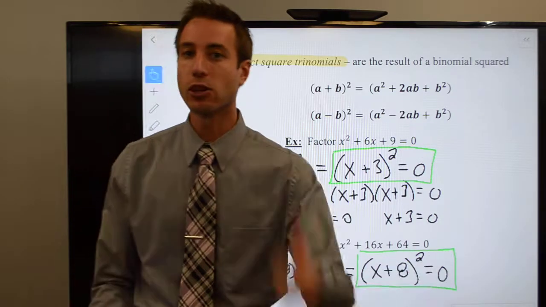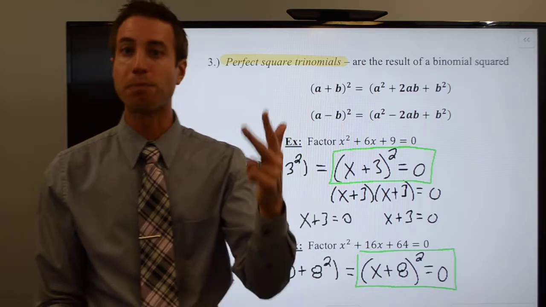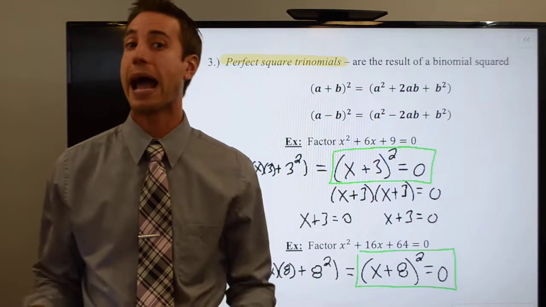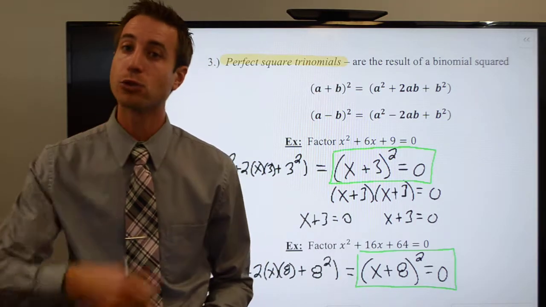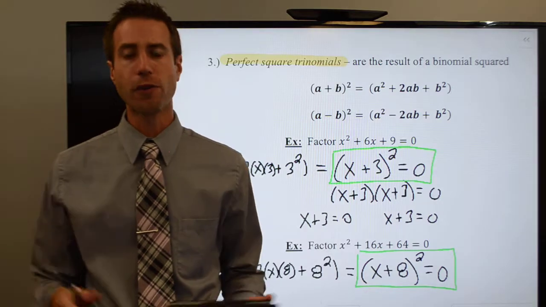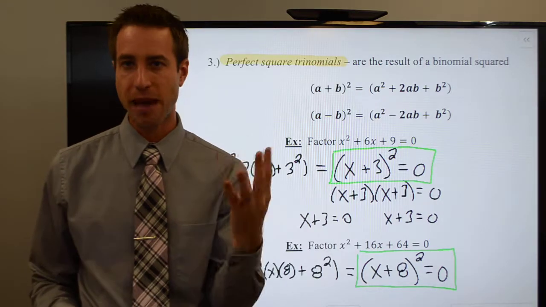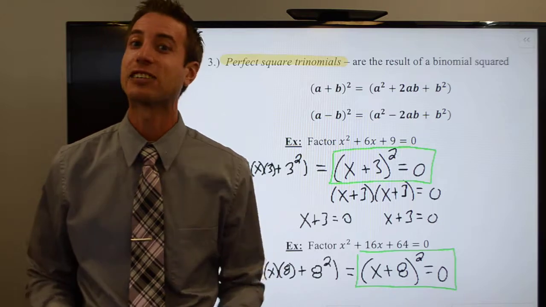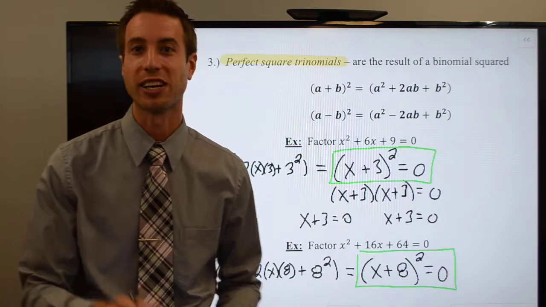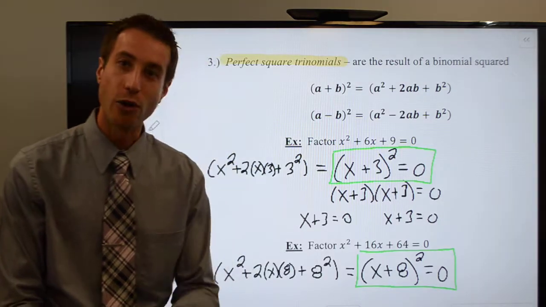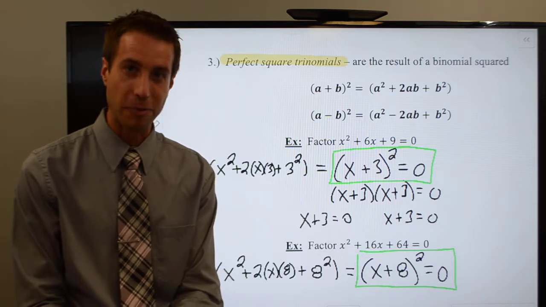All right, so now we've taken a look at GCF, difference of squares, and perfect square trinomials. What happens if none of those 3 methods work? Well, you're forced to go to method number 4, factoring general trinomials, which we're going to take a look at next. Head on over to the next page of the notes. I'll meet you guys there.